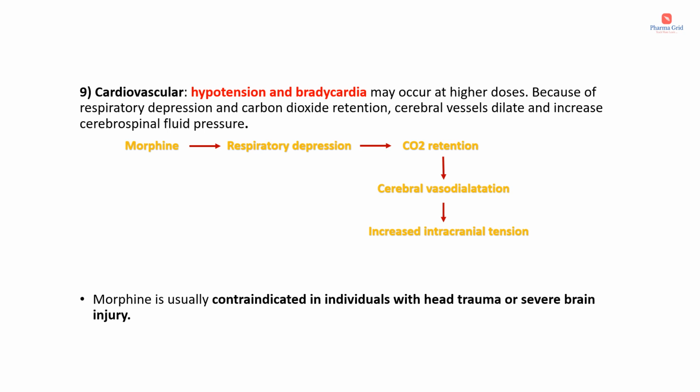Because of respiratory depression and carbon dioxide retention, cerebral vessels dilate and increase the cerebrospinal fluid pressure. So let's see. Morphine will cause respiratory depression. As a result of respiratory depression, it will cause carbon dioxide retention. This carbon dioxide retention will result in cerebral vasodilatation. As a result, it will lead to increased intracranial tension or increased cerebrospinal fluid pressure. So morphine is usually contraindicated in individuals with head trauma or severe brain injury.